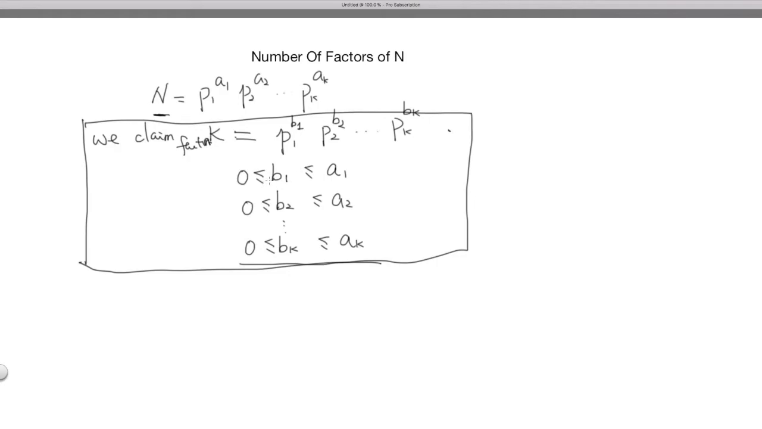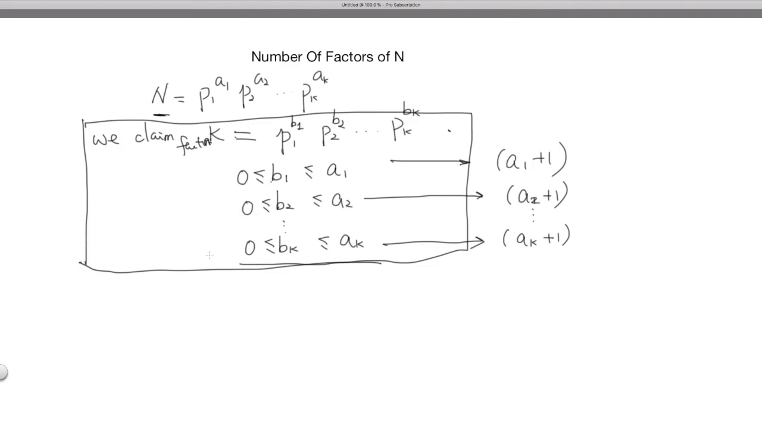Given these constraints, each bi is going to be less than or equal to ai and bigger than or equal to 0. For b1, the number of choices is going to be a1 plus 1, because b1 can be 0, 1, all the way to a1. And for b2, the number of choices is a2 plus 1. And for bk, the choices only come from 0 to ak, and there are ak plus 1 choices. Now, each choice is going to be independent.